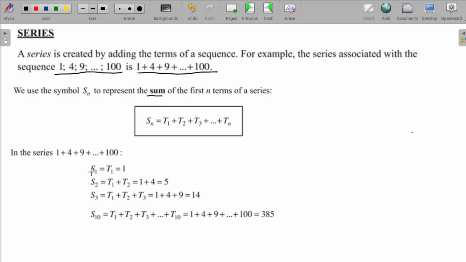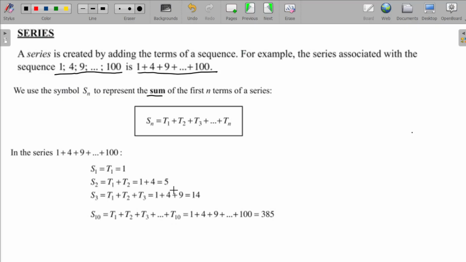Now, S1 is equal to T1, which is the first term, so adding that first term is basically 1 in this case. Now, S2 is equal to adding those two terms, so T1 plus T2, which is 1 plus 4, which gives us 5. And then S3, which is T1 plus T2 plus T3, which is basically 1 plus 4 plus 9, which gives 14.